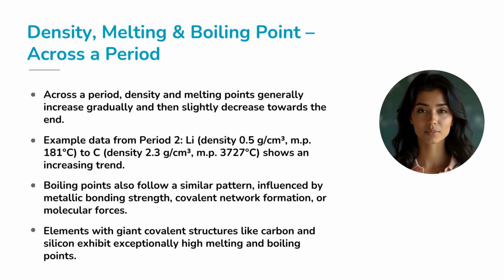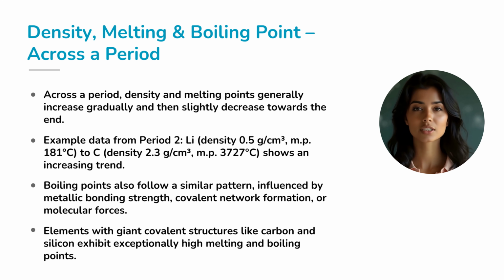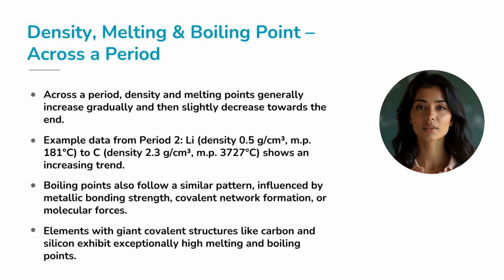As we move across a period from left to right, elements show an increase in density and melting points, but there's a catch. This trend only continues up to a certain point before it slightly decreases. For instance, look at lithium, which has a density of 0.5 grams per cubic centimeter and a melting point of 181 degrees Celsius.